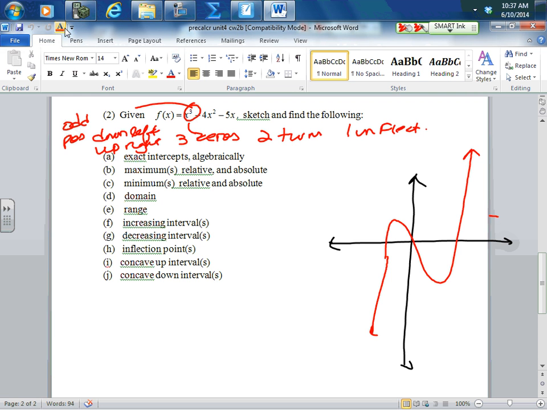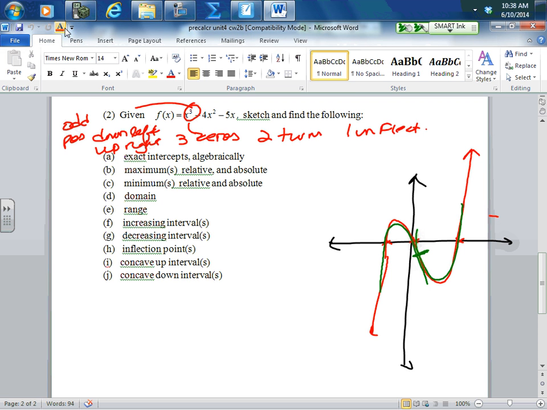Okay. Now, do I see 3 zeros? We could also have imaginaries. Yep. I see 1, 2, 3. 2 turns, 1, 2, and 1 inflection point. Inflection point has to do with your concavity. Your concavity says you're caving down, but this guy says you're caving up, so halfway through is your inflection point.